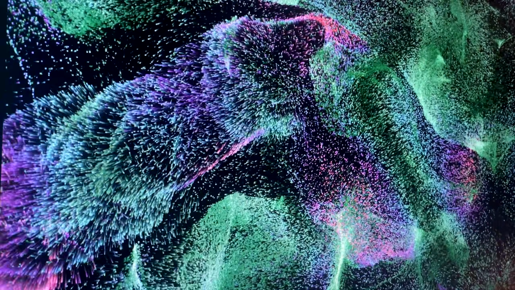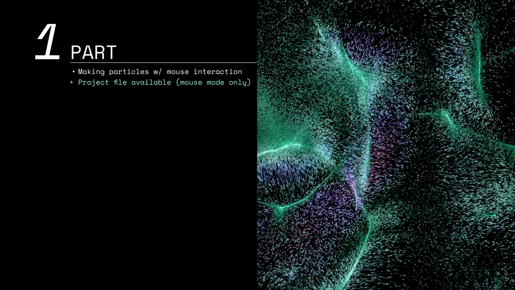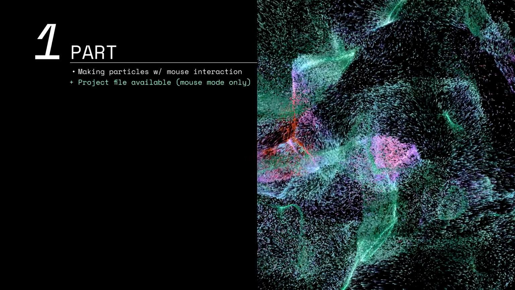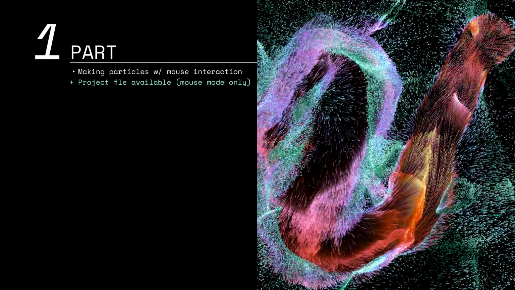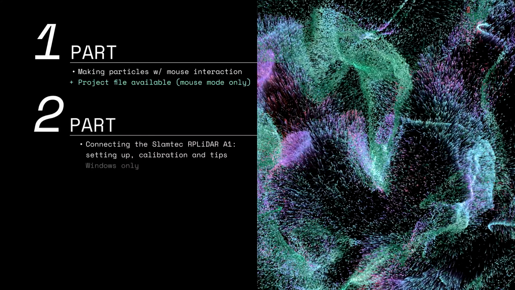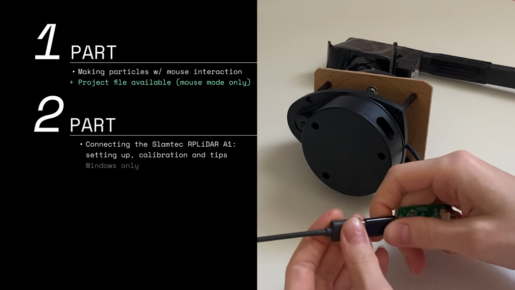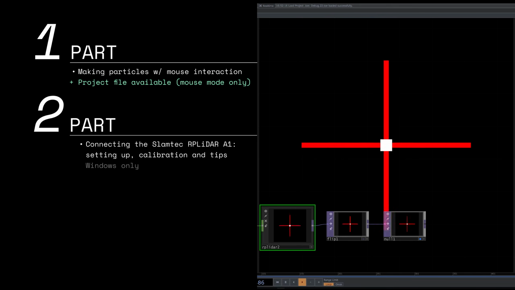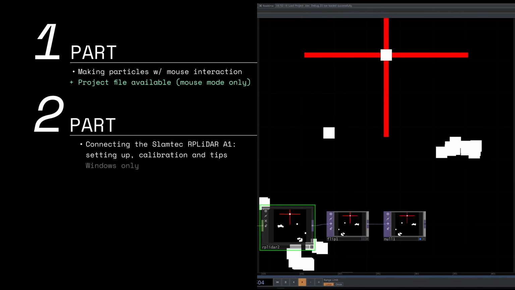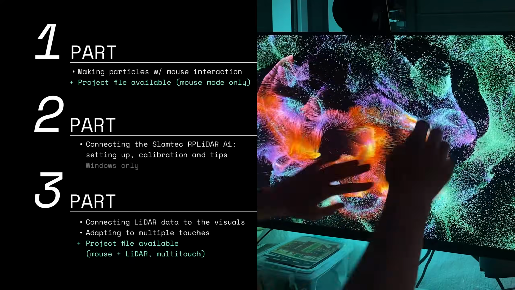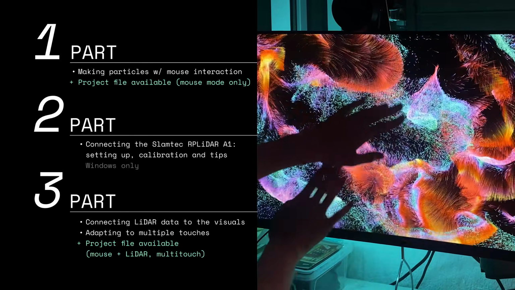The tutorial will be divided in 3 parts. First, we'll create visuals that respond to the mouse. You will make them by the end of this video if you follow till the end. In the second part, we'll connect the LiDAR. I'll show you which one I used, how I connected it to TouchDesigner, and share some tips for optimization. Third, we'll connect LiDAR data to the visuals and adapt them to respond to multiple touches.